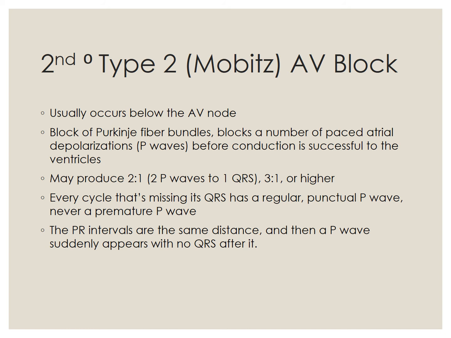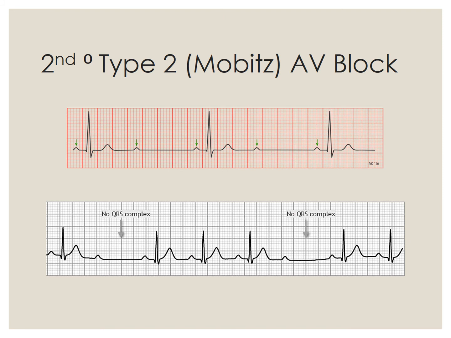If the ventricular rate is within normal limits, your client may be asymptomatic, although they should be monitored because it could progress to a 3rd-degree AV block. All right, so let me show you a picture of this so you can be like, what the heck are you talking about? This is 2nd-degree type 2.